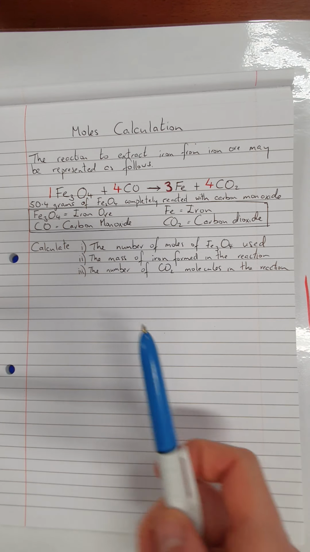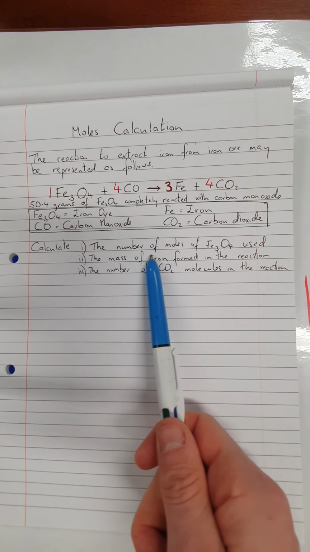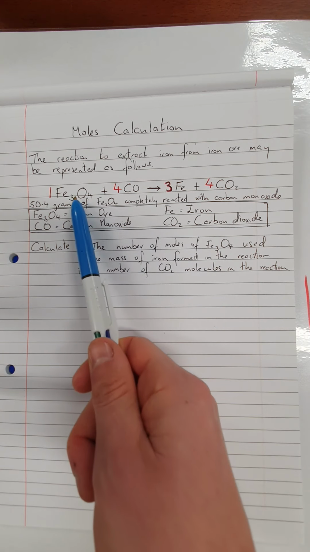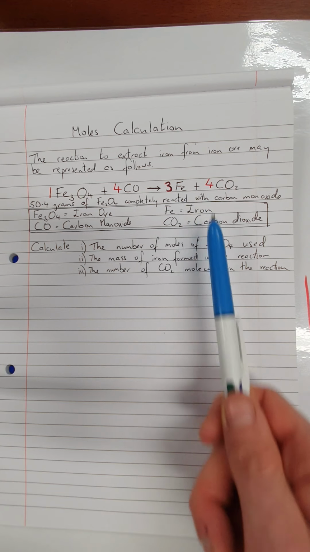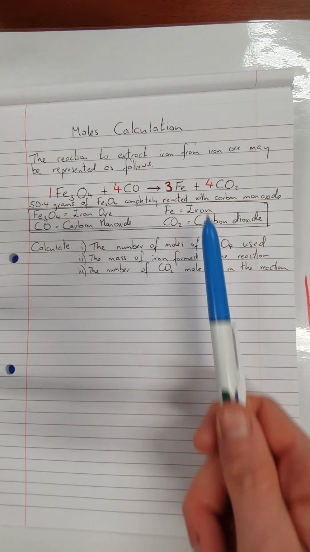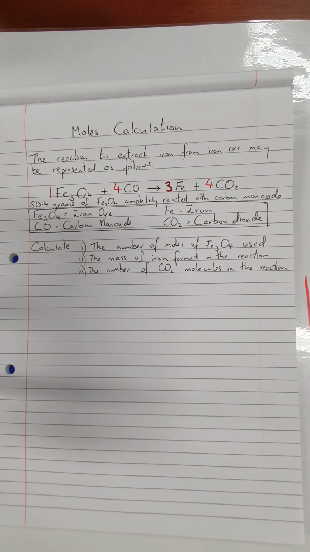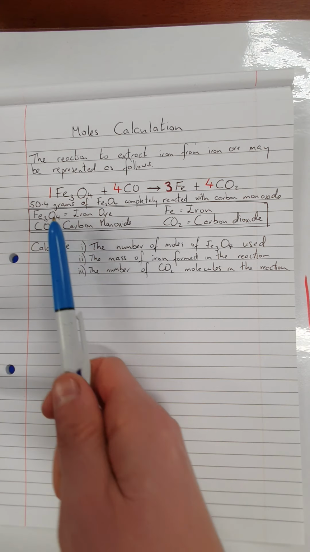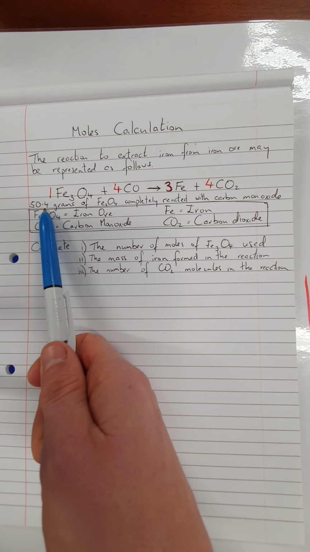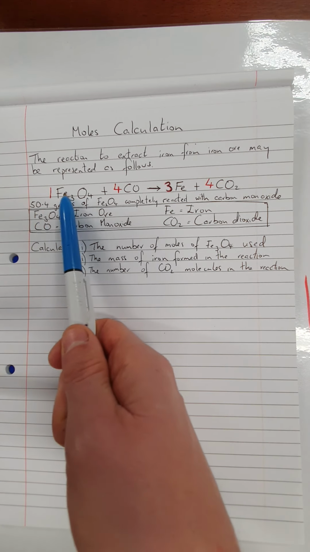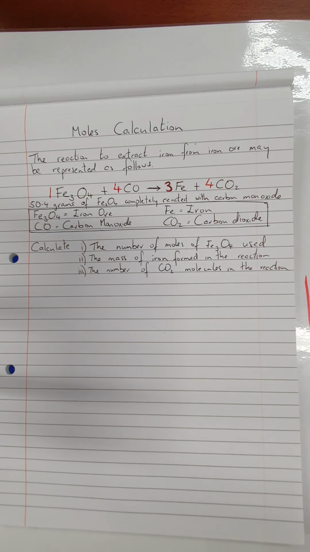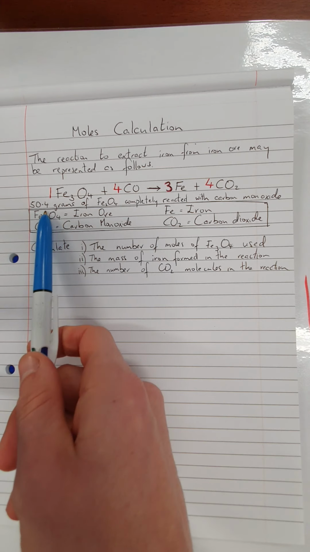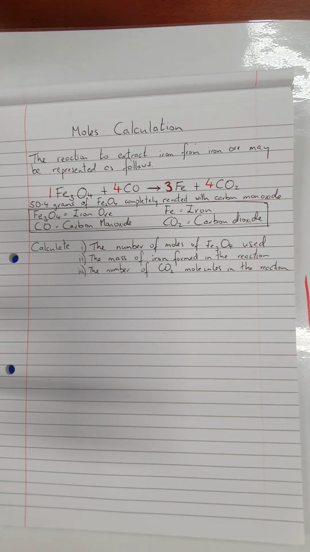So I'm trying to solve 3 different things. I'm trying to find out the number of moles of iron ore used, which is this thing. I'm trying to find out how much iron would be formed. And I'm also trying to find out the number of molecules that will be formed at the end. The only piece of information I'm given at the start is that I have 50.4 grams of iron ore. So to use my ratio and balanced equation, I need to convert this into moles.